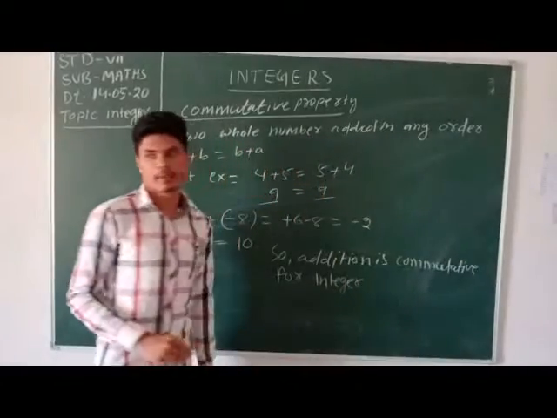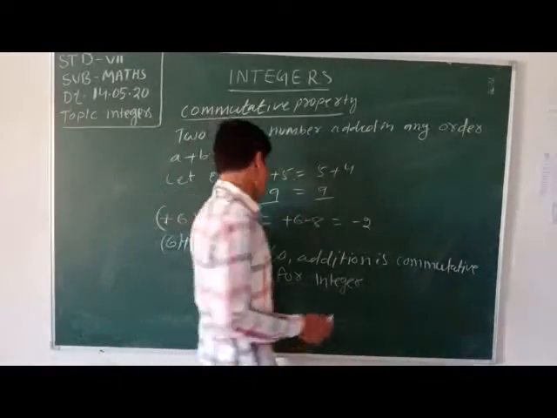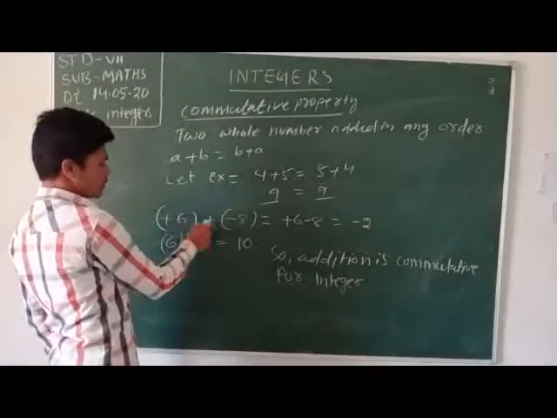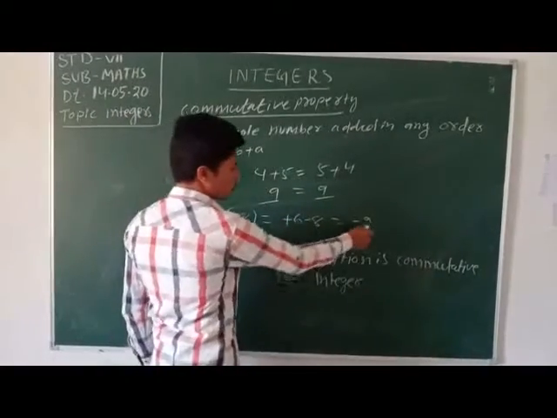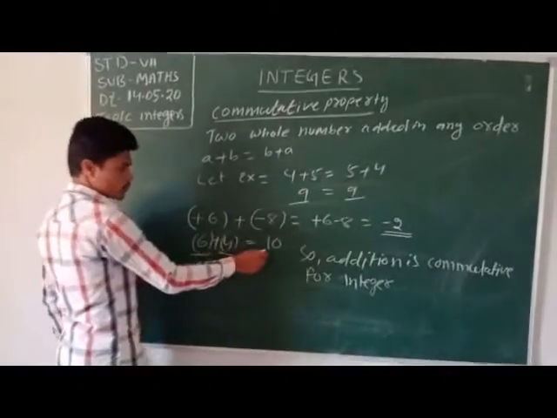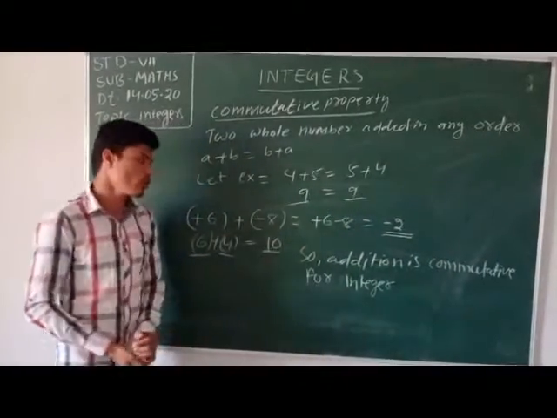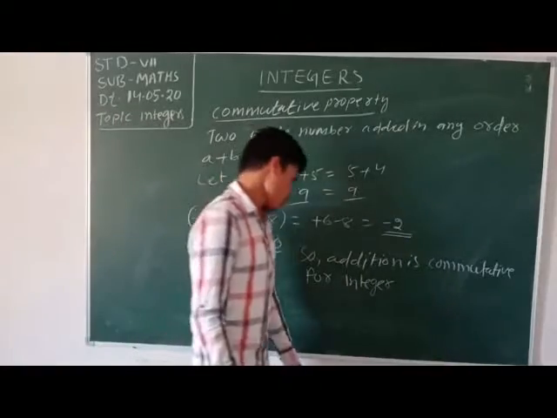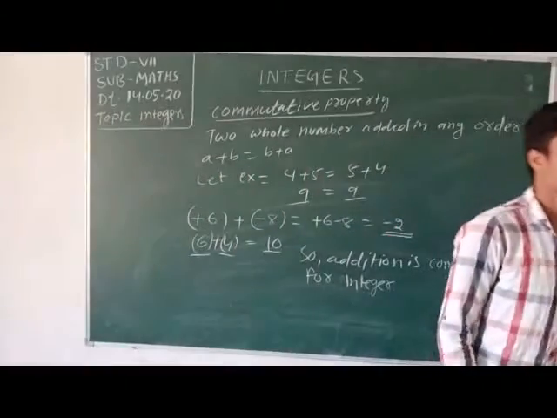Addition is commutative for integers. Clear? How can you get here? 6 plus 8 equals 14 and 8 plus 6 equals 14. Here, 6 plus 4 equals 10, and 10 is also an integer. So, addition is commutative for integers.